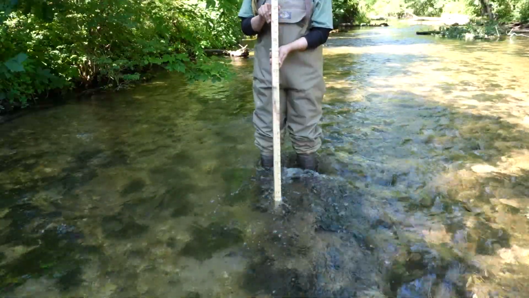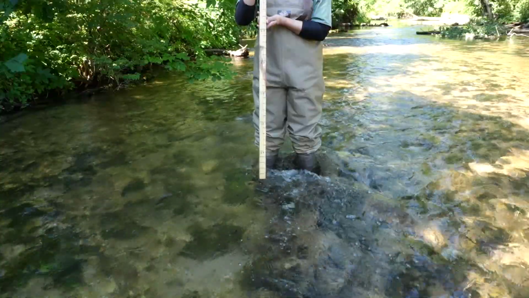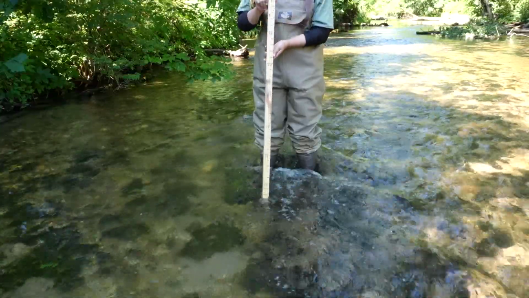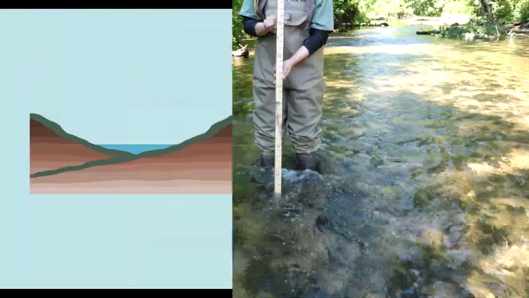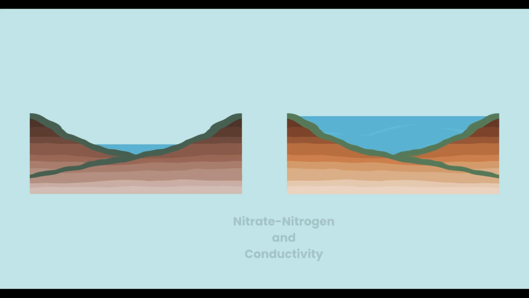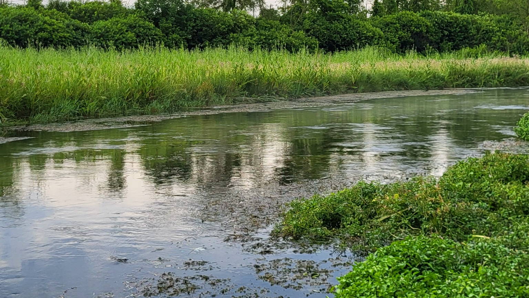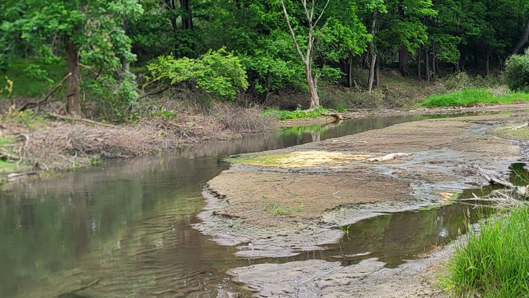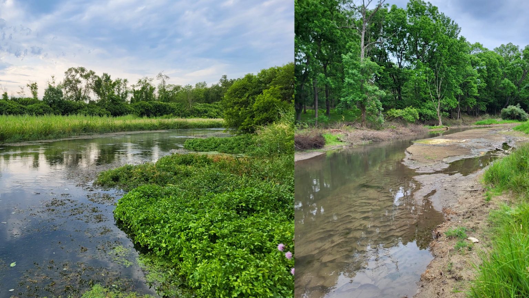In this video, we will be learning how to perform stage measurements on your stream to determine water depth. It is important to understand the stage of a stream because the amount of water can affect values like nitrate nitrogen and conductivity. Stage measurements can help create a comparison to other data points from the same monitoring site over time. Note that these measurements cannot be compared between different sites.